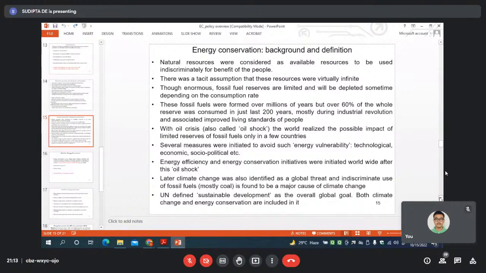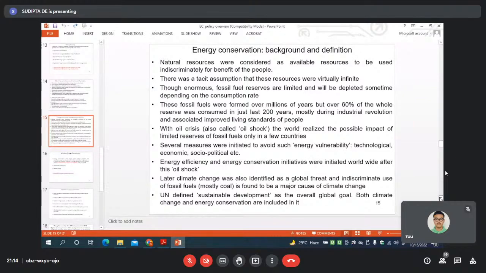But life is dynamic. Now you have realized that with population increase and electricity consumption, with improved living standards, you have to restrict yourself. Now you have to revert your practice of using limited fossil fuels, and that is the energy conservation principle. Initially, natural resources were considered available resources to be used indiscriminately for the benefit of the people. This concept was right at that time, but is wrong currently, because with large consumption, in the last 200 years we have consumed almost 60% of our estimated total fossil fuel reserves.